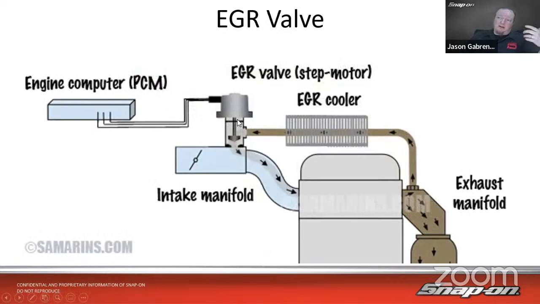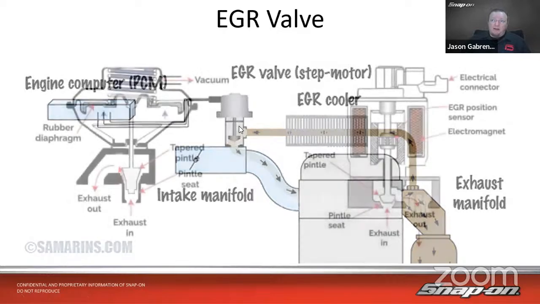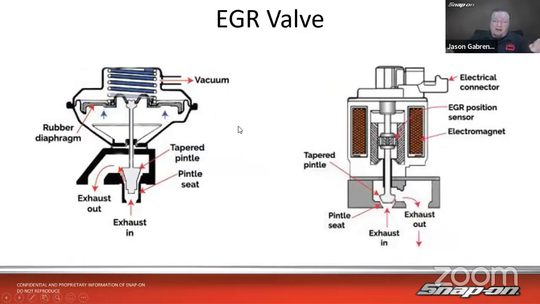And then the electronic valve has a stepper motor. That is just a direct connection from the PCM to the EGR valve itself. Once again, it's pulse width modulated and comes up and down. On some vehicles, you might also find an EGR cooler, which is kind of like a radiator. What that'll do is the hot exhaust comes through, and it's going to cool it off a bit before it gets in there, just to keep the temperatures down as well.